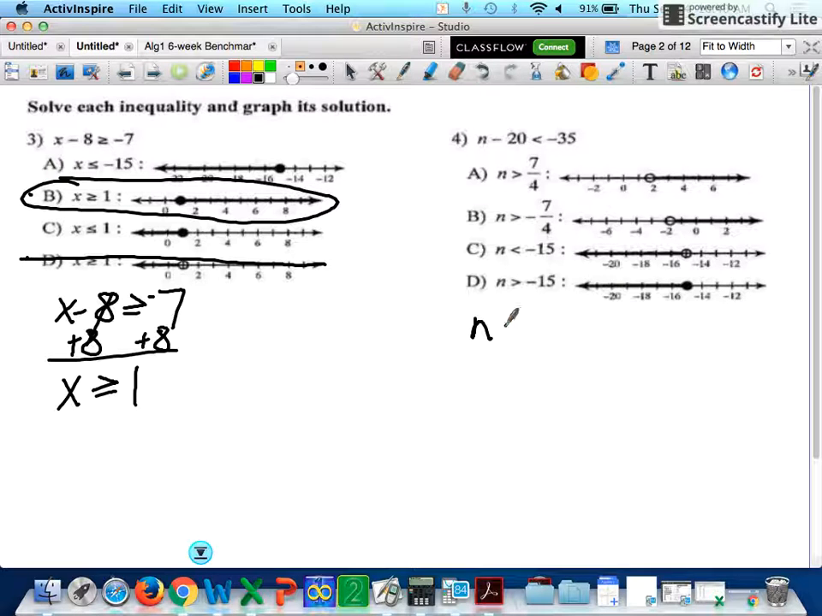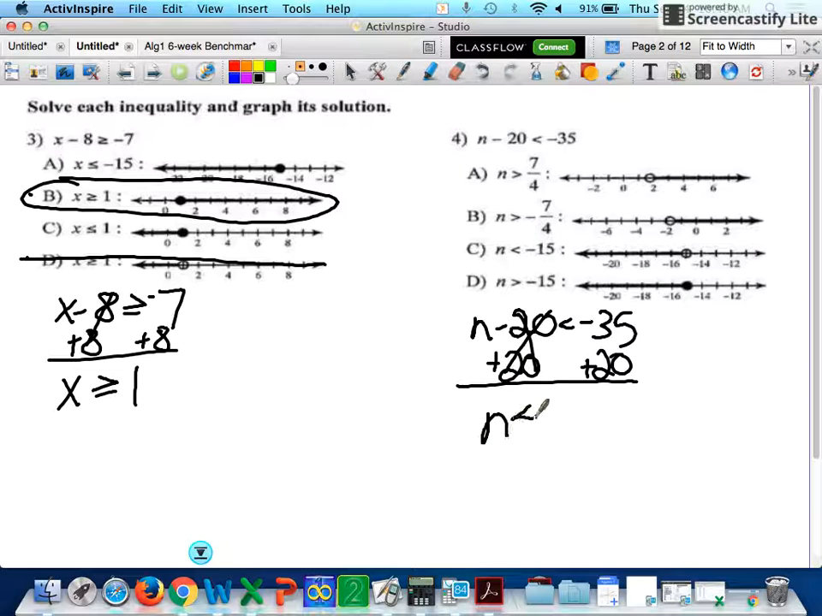For number 4, we have n minus 20 is less than negative 35, and we want to get n by itself. So very similar to the last problem, we're going to add 20 to each side. That's going to cancel. We get n is less than negative 35 plus 20 leaves us with negative 15. Now we look up through our answers, and we see, oh, there's only one that has that as the answer. C.